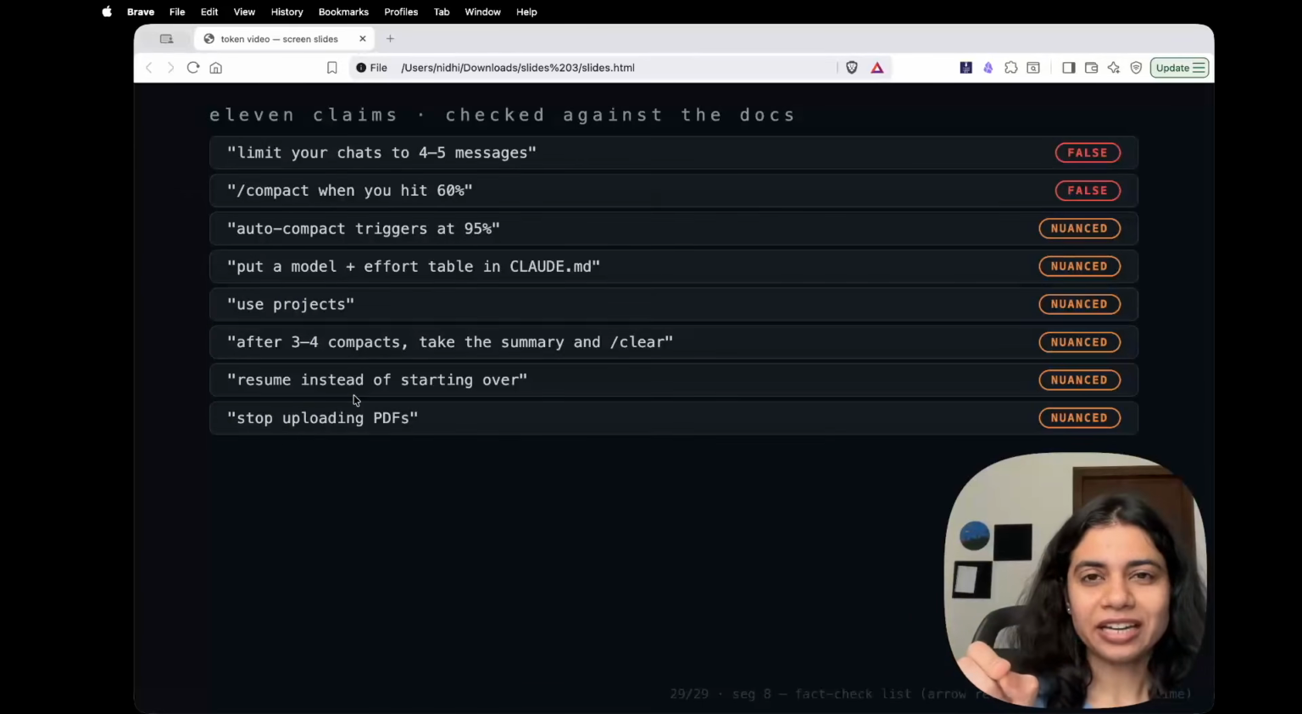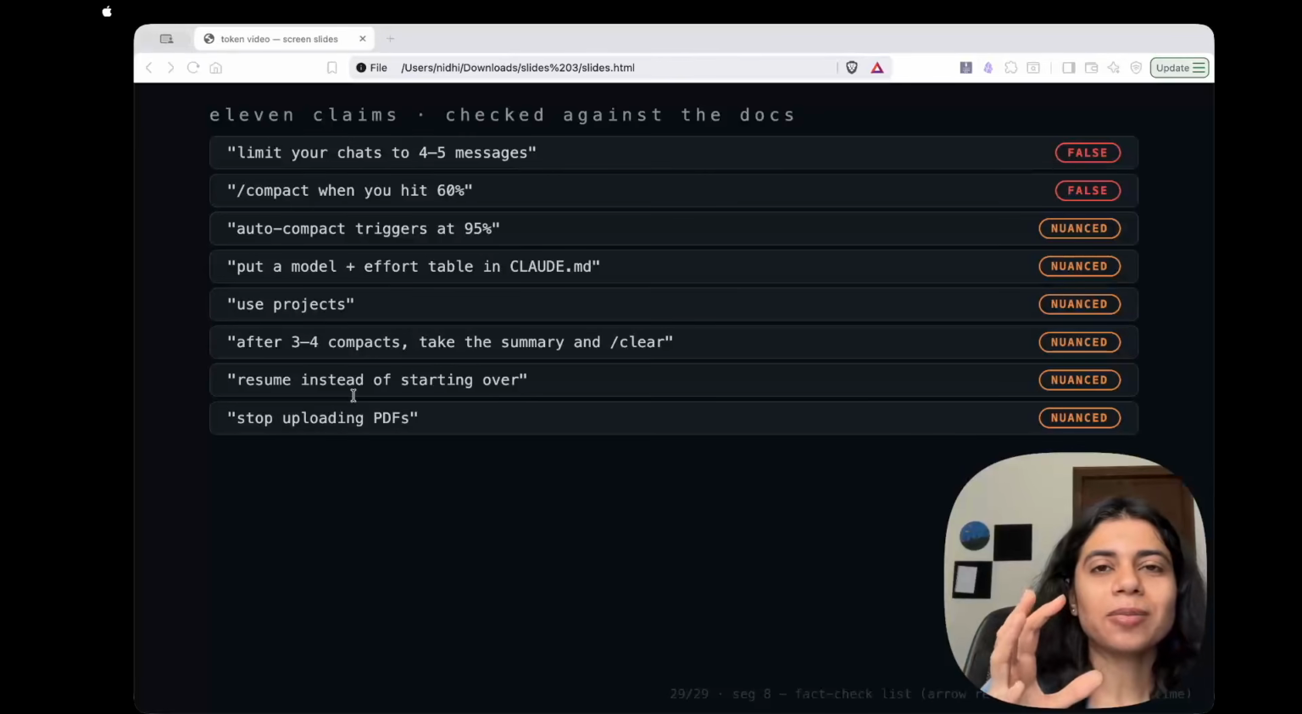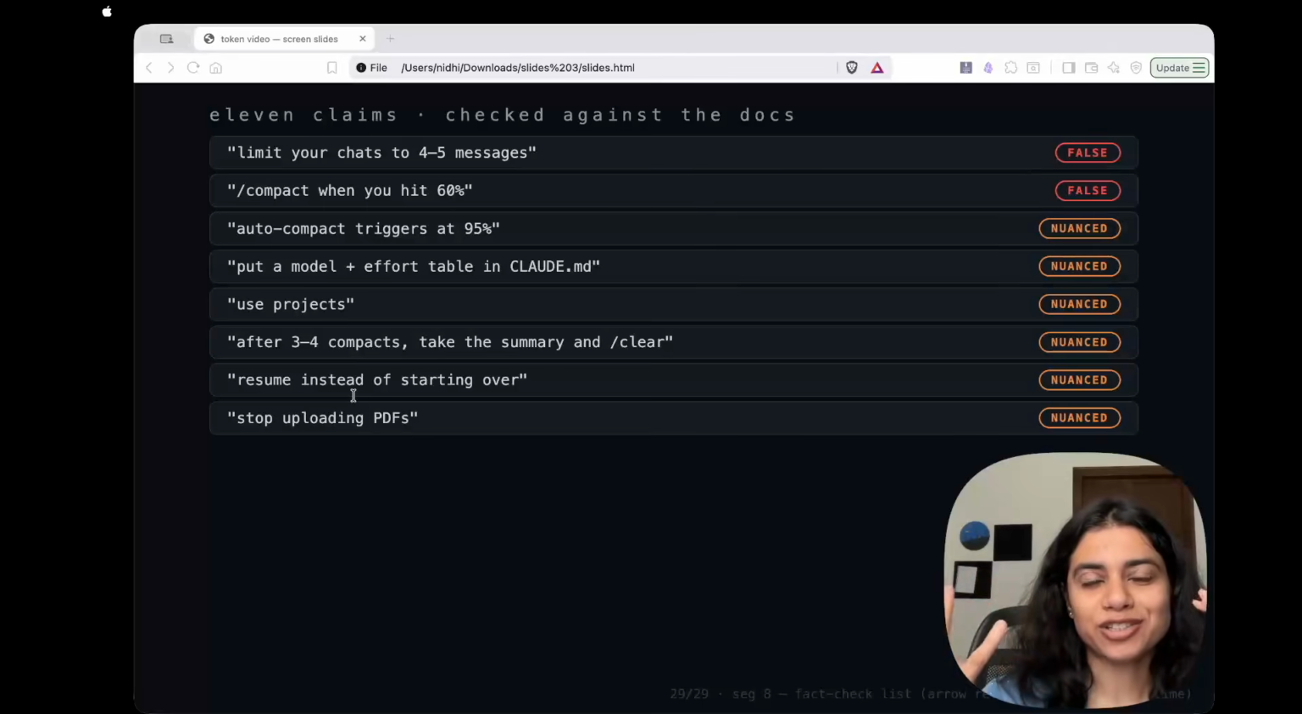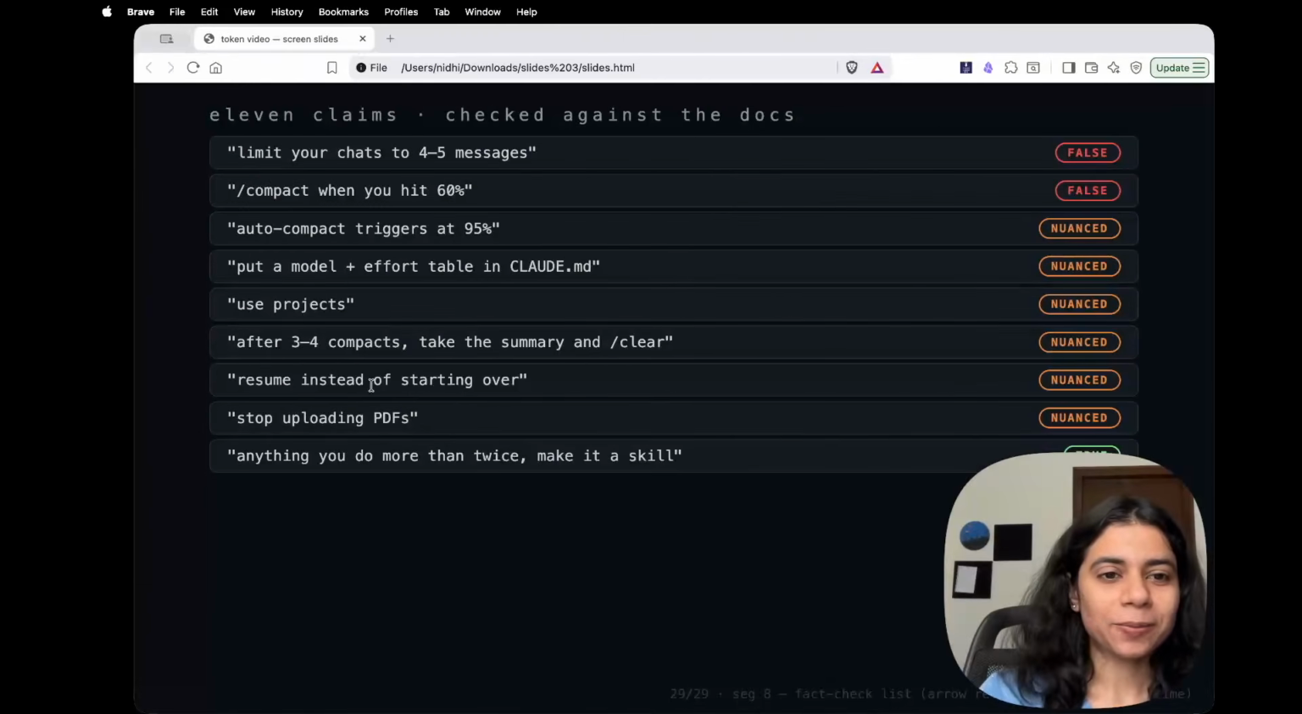Stop uploading PDFs. That's actually right, but the logic behind this is not being explained. What happens in a PDF is it combines the text and the image tokens. So instead of dumping a 50 page PDF, you can just point to the file path and describe the 3 pages that you're interested in.